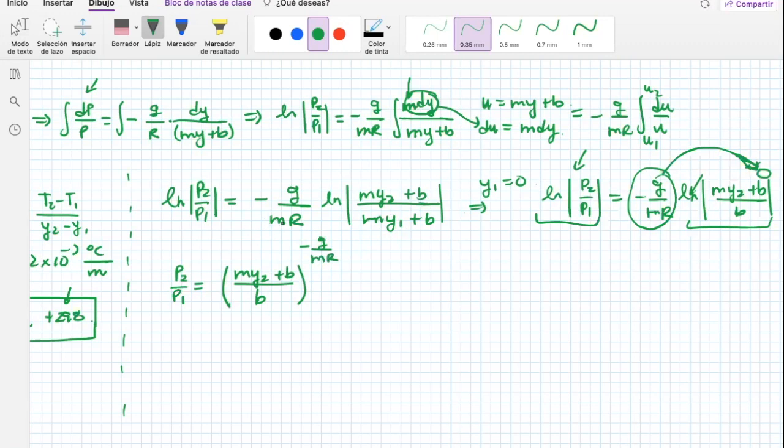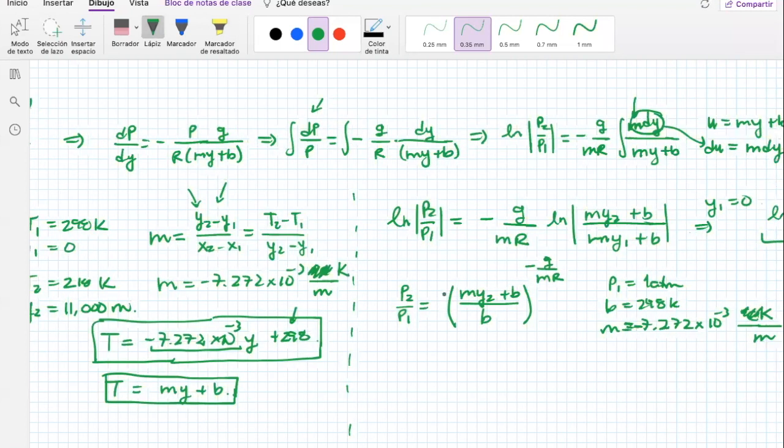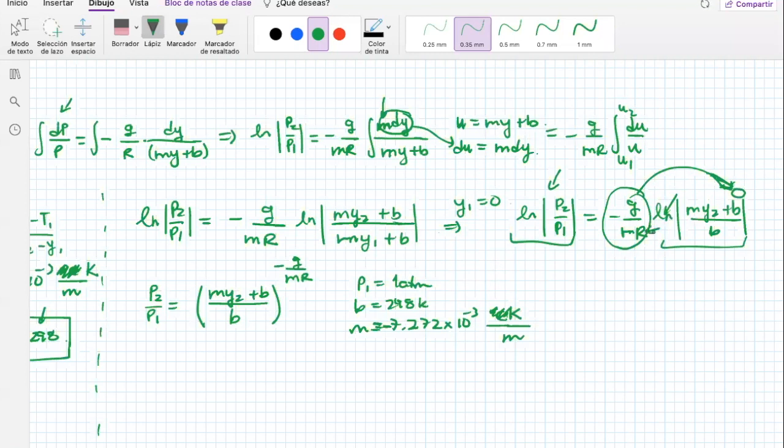You know everything. I mean, P1 equals 1 atmosphere, B equals 298 Kelvin, M equals 7.272 times 10 to the minus 3. Sorry, this is wrong. I should put a minus there because the slope is a negative slope. So whenever you see M, it's going to be a minus. And this one is not degrees Celsius, this is Kelvin. I work everything with Kelvin and meters. Otherwise it would be a problem because this guy has Kelvin as units.